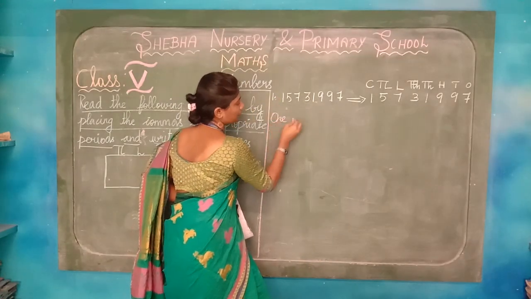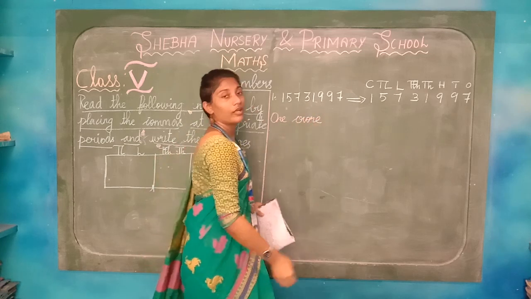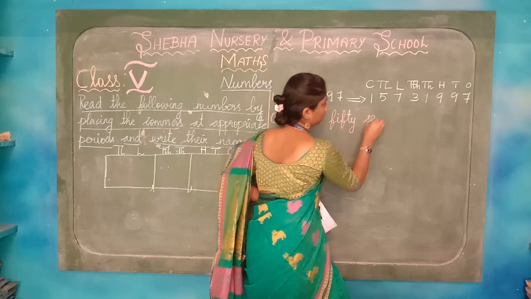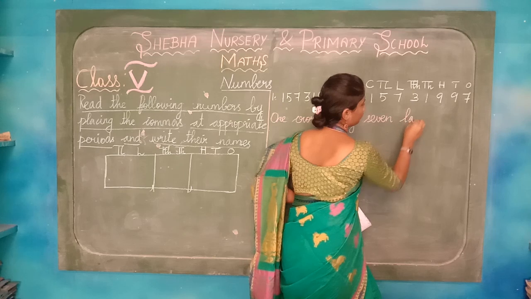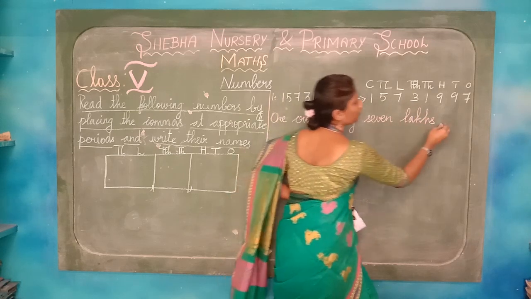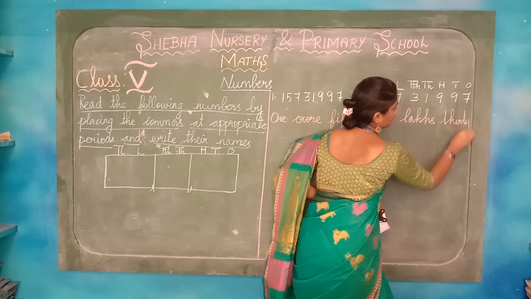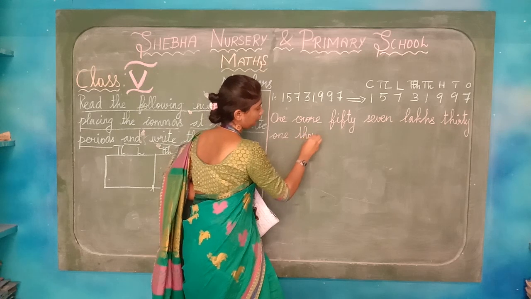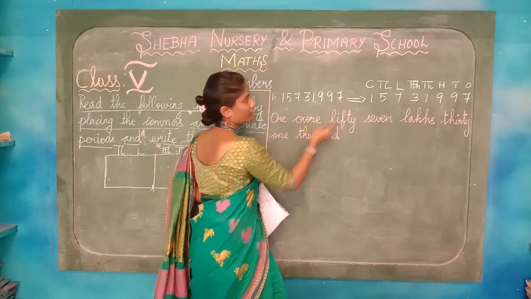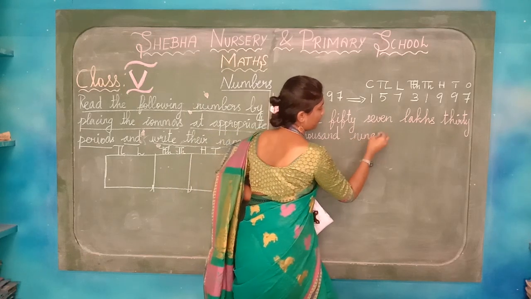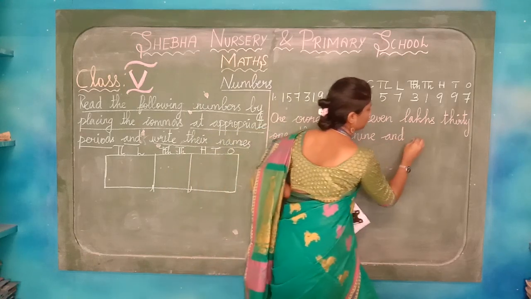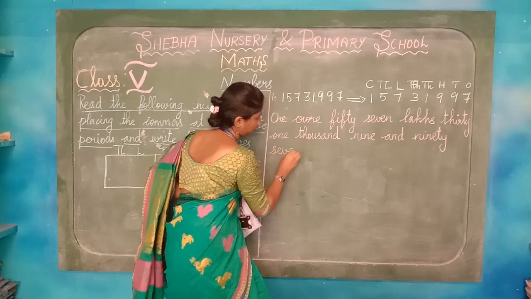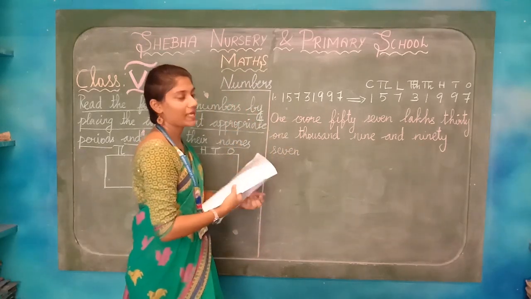1 crore, 57 lakhs, and then 31,000, 997. Okay children, and then move to the second sum.